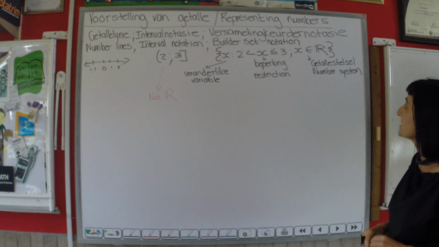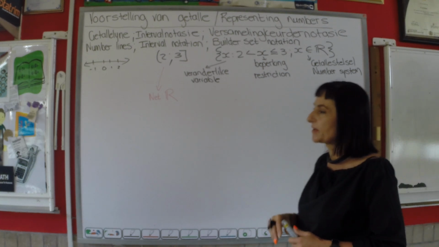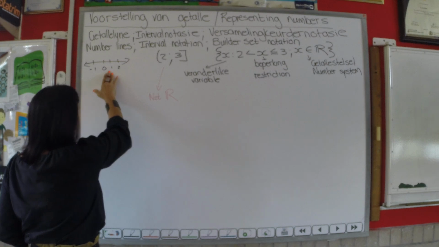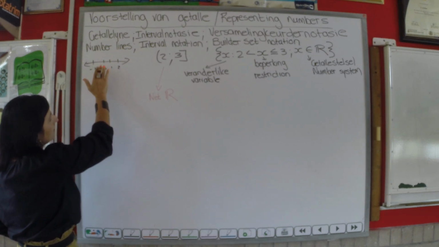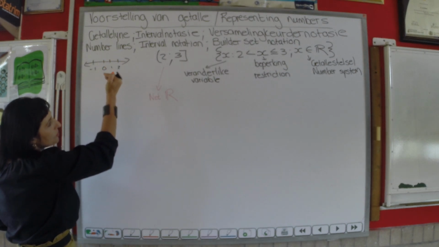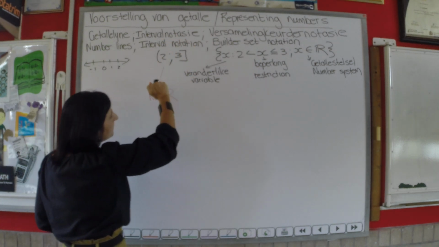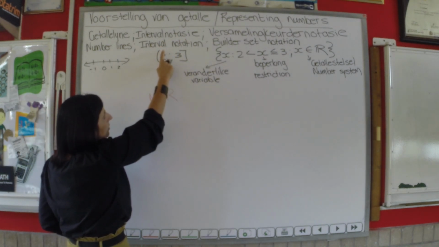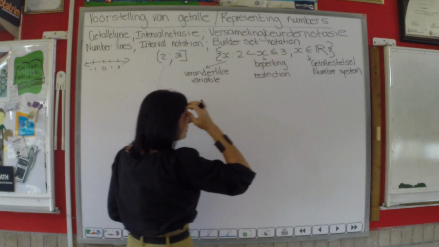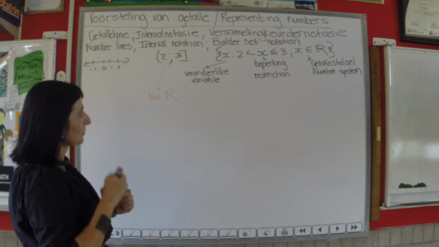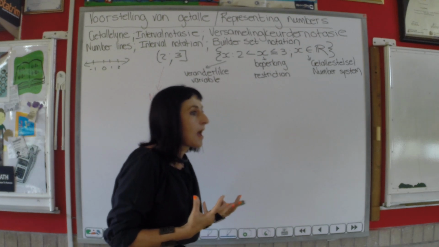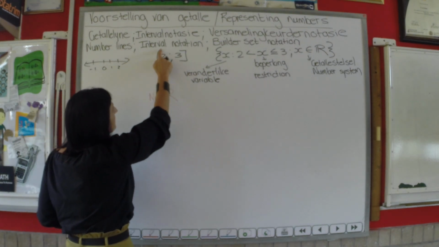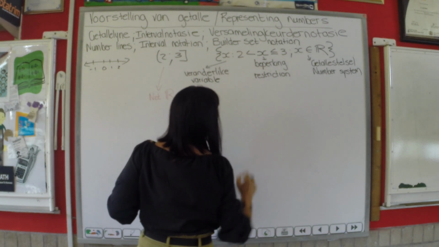How to represent numbers. There's 3 ways of representing numbers. You can either draw a picture of it on a number line, getalle lyn, en dan kan ons dit in getalle skryf op 2 maniere. Intervalnotasie of versamelingskeerder notasie. You can write it out as numbers 2 ways. Interval notation and builder set notation.